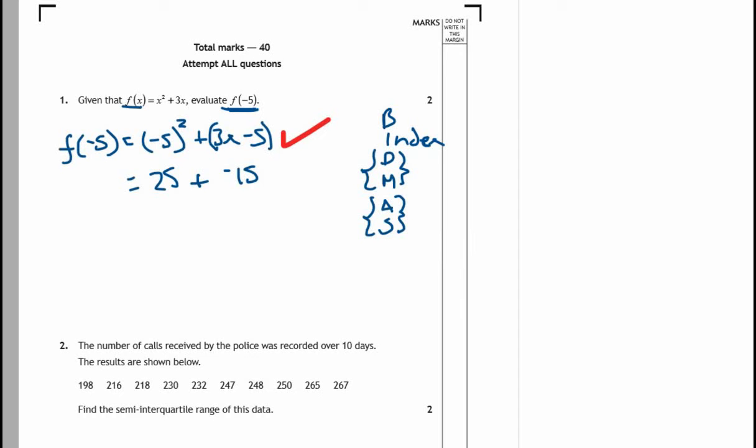So yeah, you can maybe just look at these, and sometimes it just comes out quite naturally. You think, oh, I know how to do that, and you maybe don't quite understand why. But yeah, it's to do with our BIDMAS. We're doing the index, we're doing the multiplication, and then we do the addition.